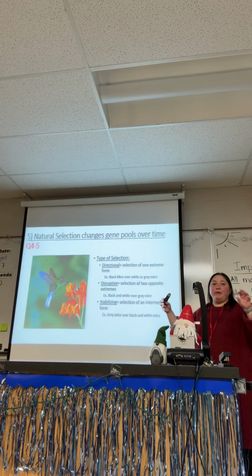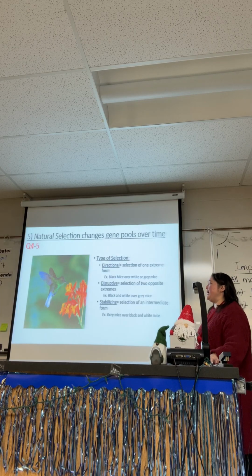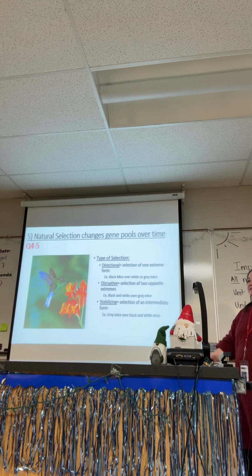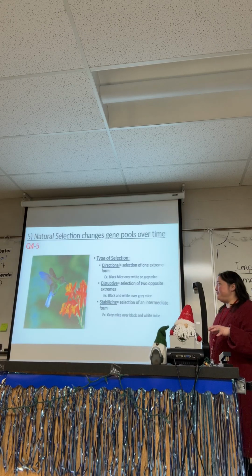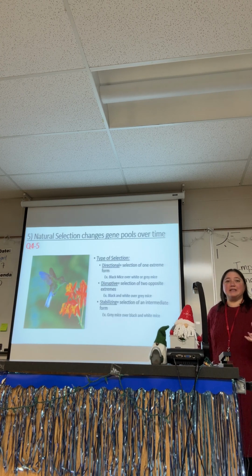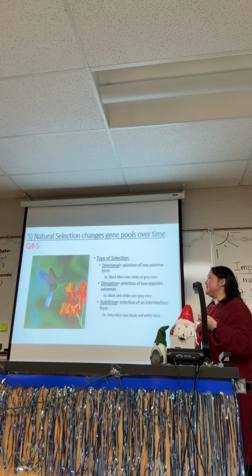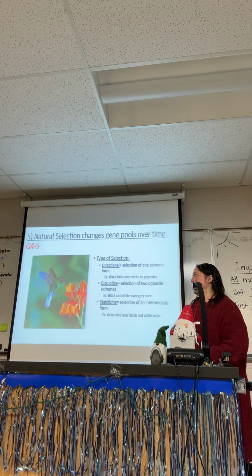Disruptive is where it would pick both of those colors, the black and the white, and they would be mating and reproducing, and we would have lots of black mice and lots of white mice, but very few gray mice. And then the last one is stabilizing selection, and this is where we finally pick that intermediate form, and the gray mice population is now increasing over the black or the white mice.